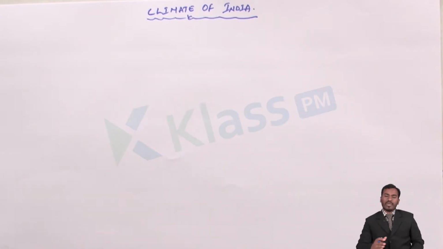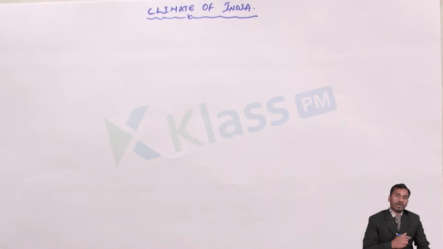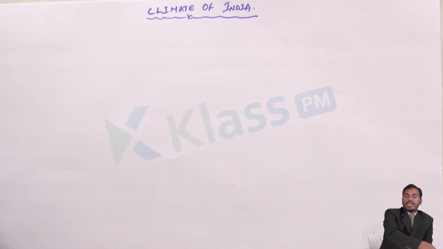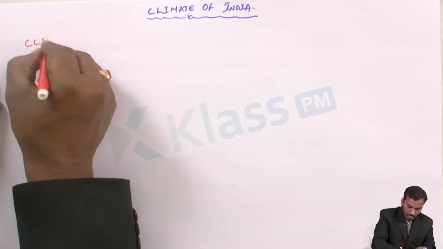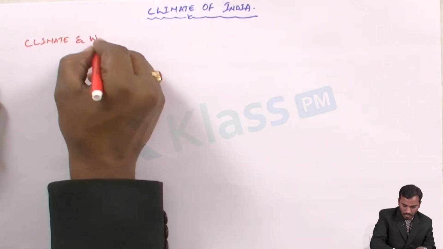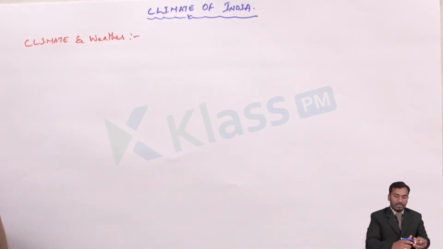So like that, we have different types of areas and different ways where we can know the climatic conditions as well as weather conditions of any particular place. Now we will be learning about the climatic conditions of our country India. So now we have climate and weather. What are climate and weather?